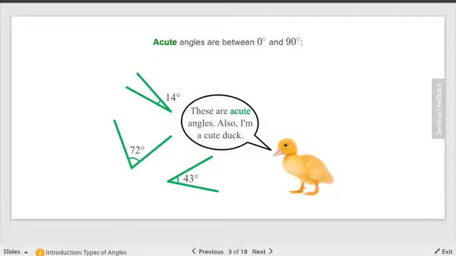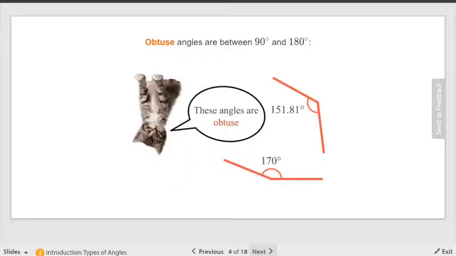All right. So here you go. 14 degrees is what? Acute. 72? 43? Yeah, they're all less than 90. There you go.